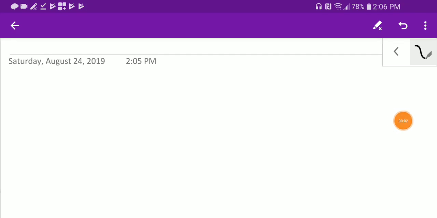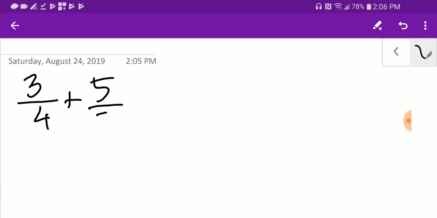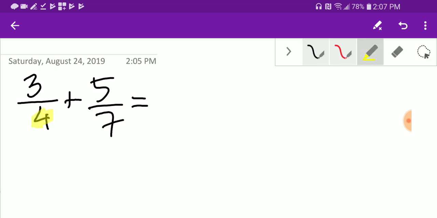Hello, in this video we will review how to add, subtract, multiply, and divide fractions. So for example, if we have 3 over 4 plus 5 over 7. A simple way to do this is to multiply the two bottom numbers, 4 and 7. So we write 4 times 7 in the bottom.